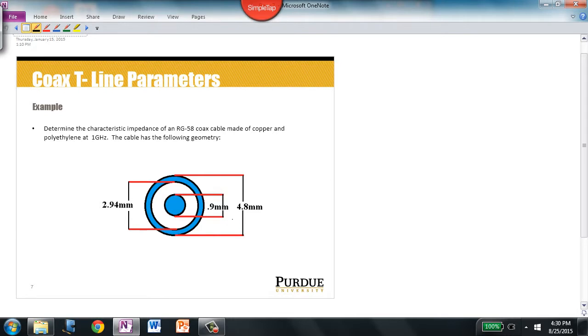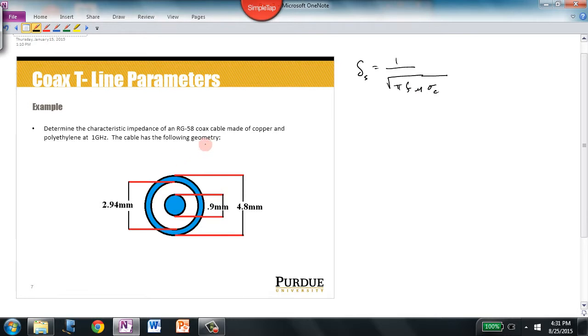So the first thing that we need to do is check to make sure that the distributed parameters are valid. So we want to check the skin depth, and the formula I gave you for skin depth is 1 divided by the square root of pi times frequency times the magnetic permeability of the center conductor times the conductivity of the center conductor. Frequency was given to us as 1 gigahertz. The magnetic permeability, we have to figure out what that is.